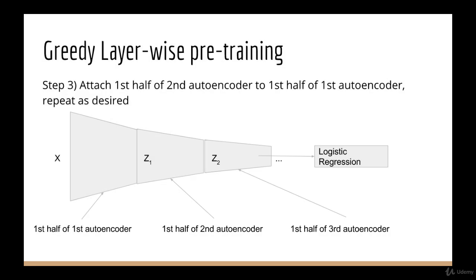We keep doing this until we get a deep network, which is actually just full of the first halves of many autoencoders. Finally, when we decide to stop, we simply add a logistic regression to the end. And this gives us our final neural net.